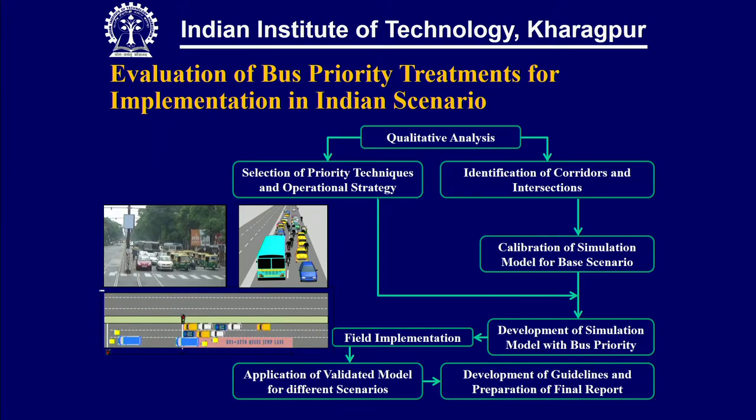Now, there are so many kinds of priority treatments. What can actually be successful in our context? Like in the mixed traffic context, in non-lane based traffic, there is a mix of so many fast and slow moving vehicles. There are tuk-tuks or auto rickshaws in our case, which is again an IPT mode, which also needs to access the bus stops.